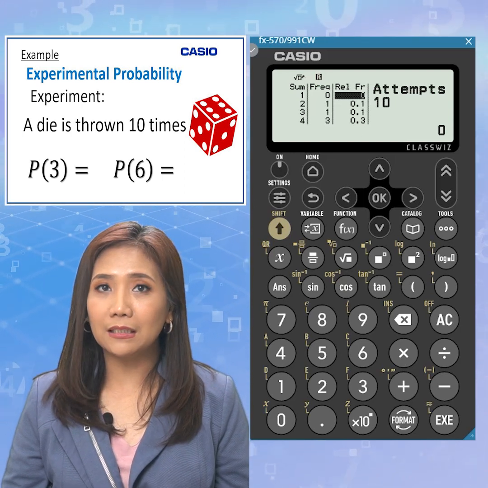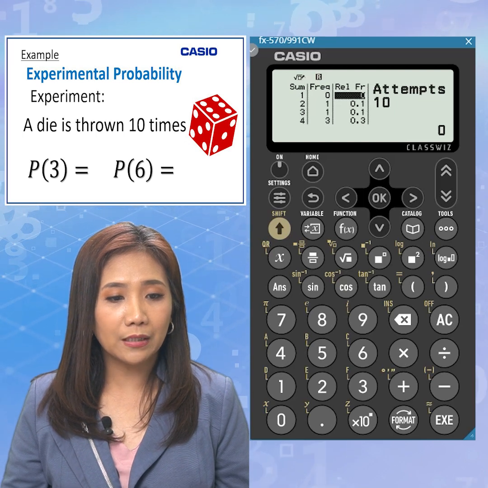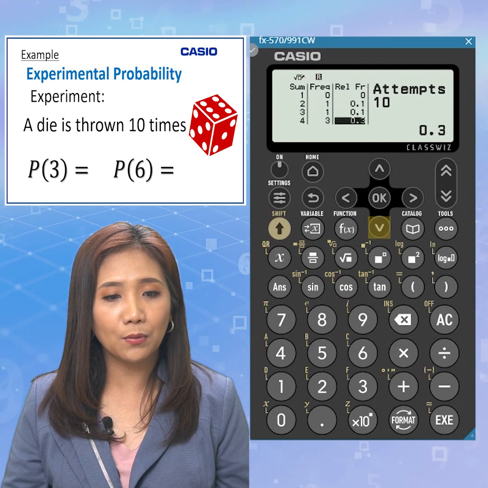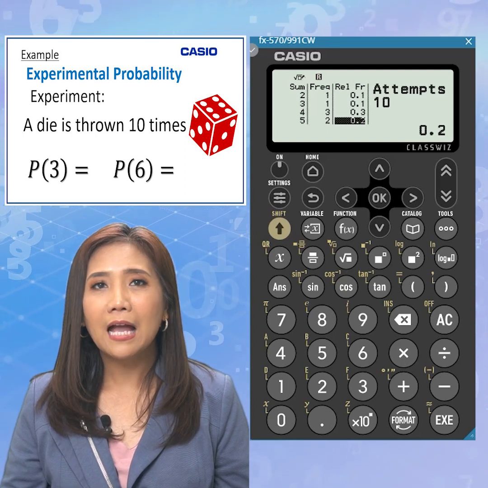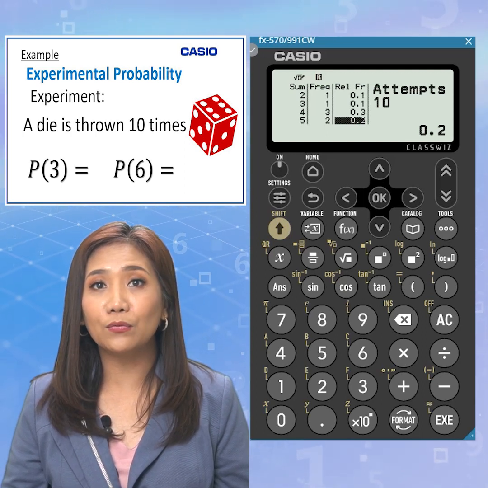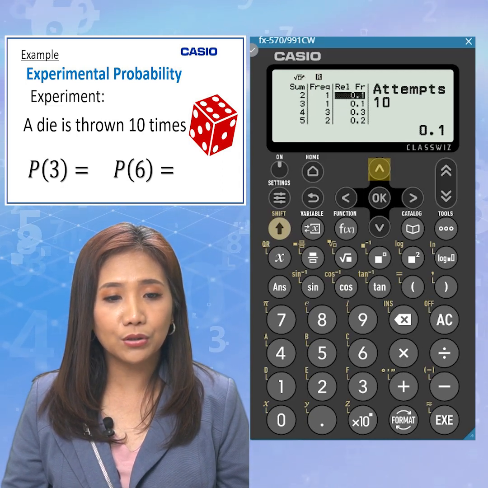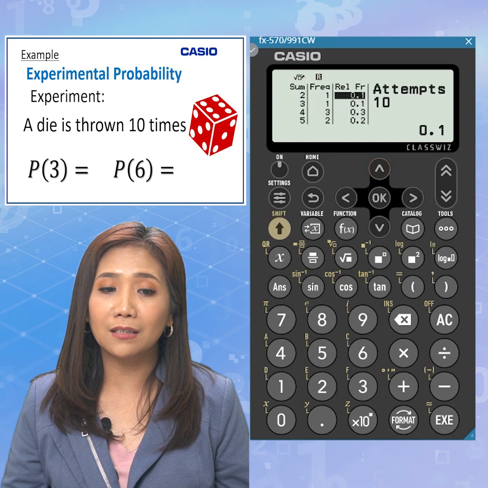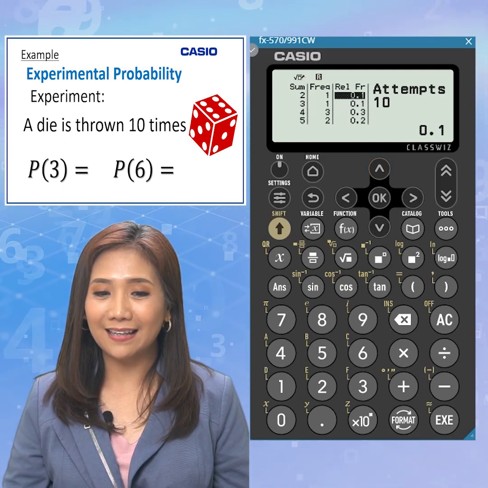For the probability, what is the probability of getting a 5 based on the data? So we click on arrow down to look at the probability of getting a 5, and the answer is 0.2. How about the probability of getting a 2 based on the data? So we click on arrow up and look for 2, and the probability of getting a 2 is 0.1. So that's how we simulate throwing a die in experimental probability.